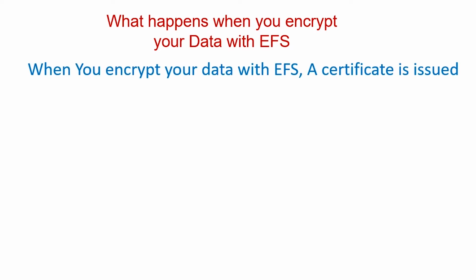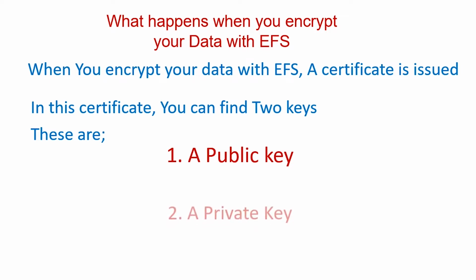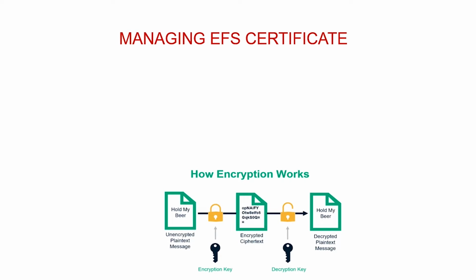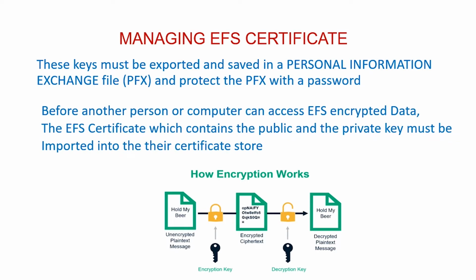When you encrypt your data with EFS, a certificate is issued. In this certificate, you can find two keys. These are 1. A public key. 2. A private key. Let's see what we do with these keys. These keys must be exported and saved in a personal information exchange file, and protect the PFX with a password. Before another person or computer can access EFS encrypted data, the EFS certificate, which contains the public and the private key, must be imported into their certificate store.